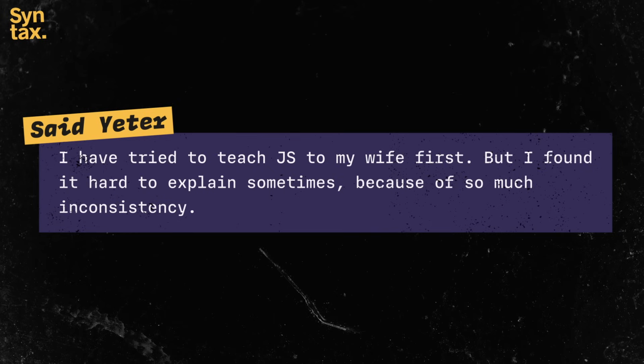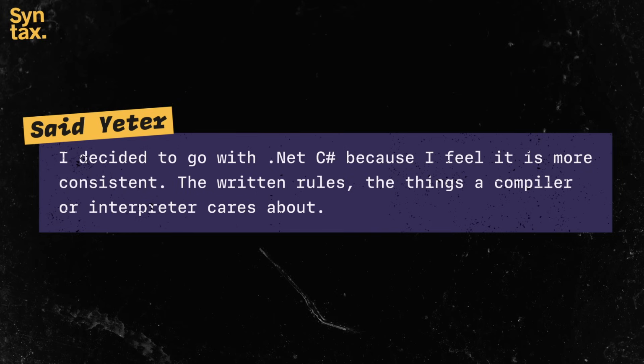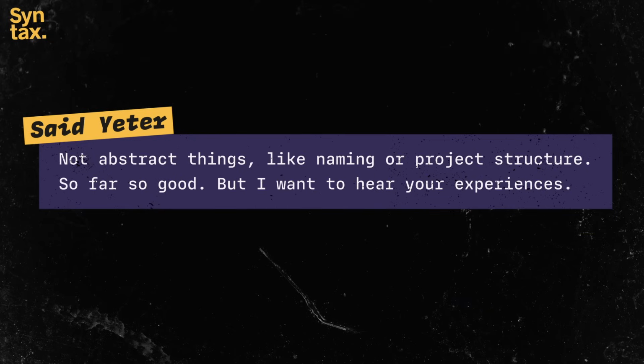I have tried to teach JS to my wife first, but I found it hard to explain sometimes because of so much inconsistency. I decided to go with .NET C# because I feel like it's more consistent. The written rules, the things a compiler interpreter cares about. Not abstract things like naming or project structure. So far, so good, but I want to hear your experiences.